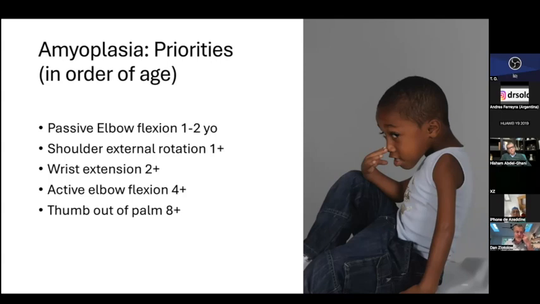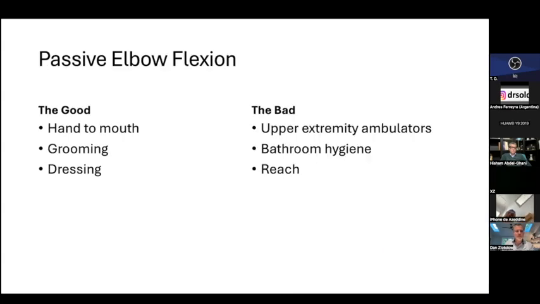Wrist extension is at 2+ years of age. Then you're looking at active elbow flexion at 4+ years of age and thumb out of the palm at about 8+. Now, all these are guidelines and not firm rules, and I have broken every one of these rules.